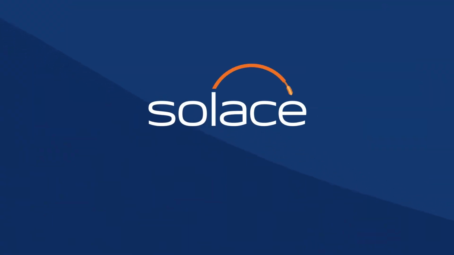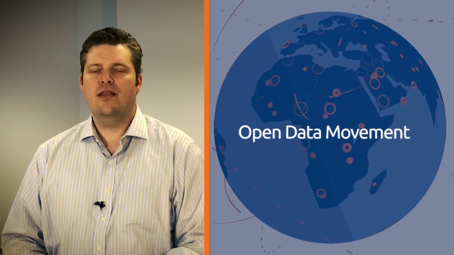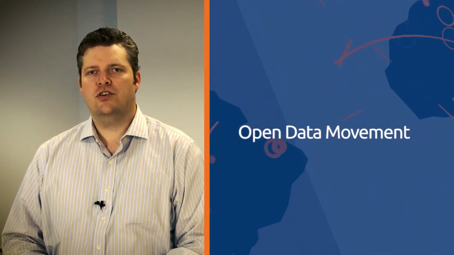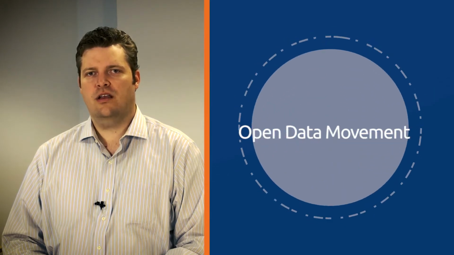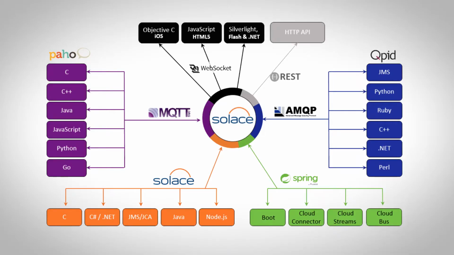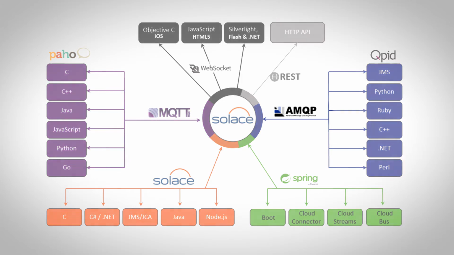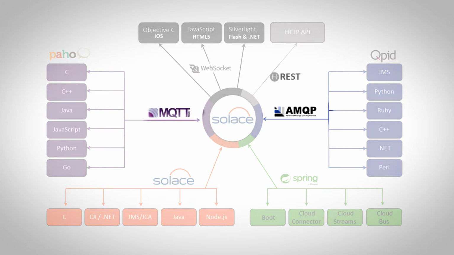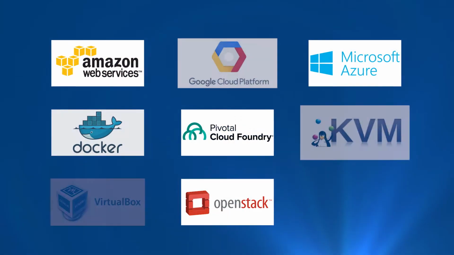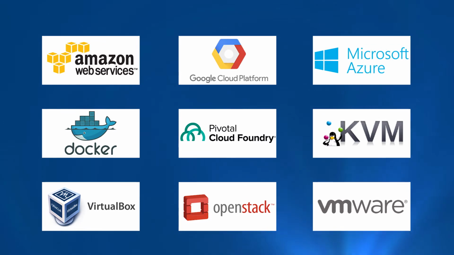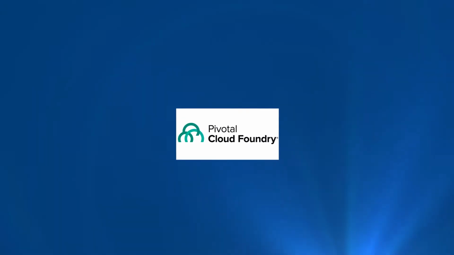We at Solace believe that data should move freely and easily, that developers should focus on writing applications that solve real problems instead of worrying about how their application gets and shares data. To achieve this goal, Solace advocates open data movement, which aims to ensure developers are never locked into any specific technology. To achieve this movement, Solace supports all the leading open APIs and protocols, including AMQP, REST, MQTT, Qpid, Paho, JMS, and WebSockets. Solace can be deployed in all public clouds, private clouds, and legacy environments, and our tile makes it easy to run in Pivotal Cloud Foundry.